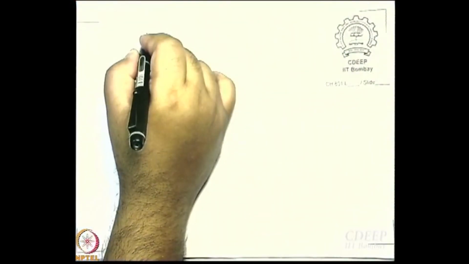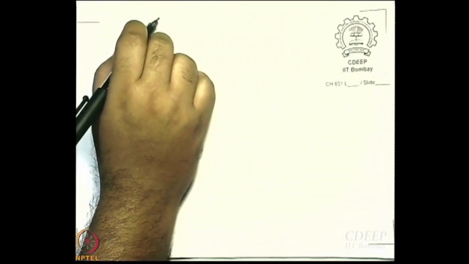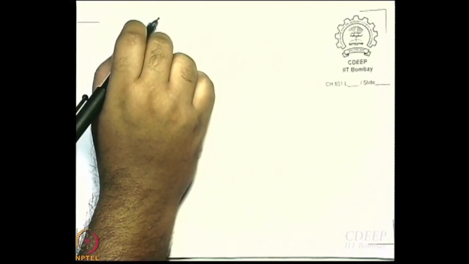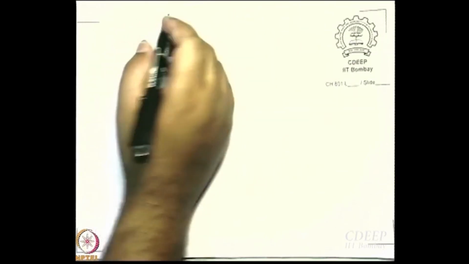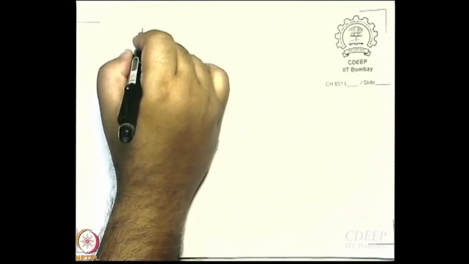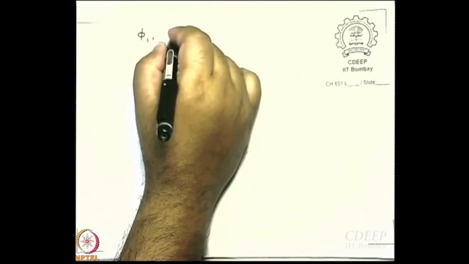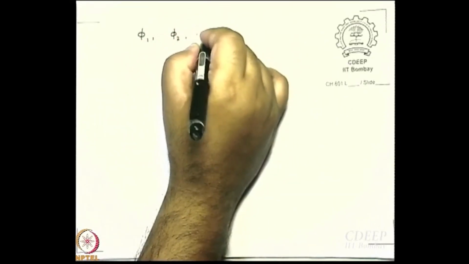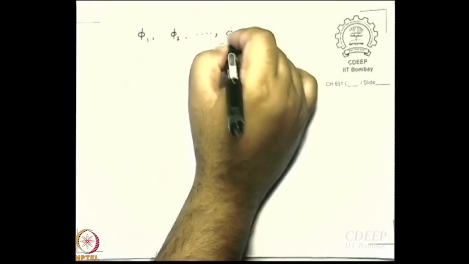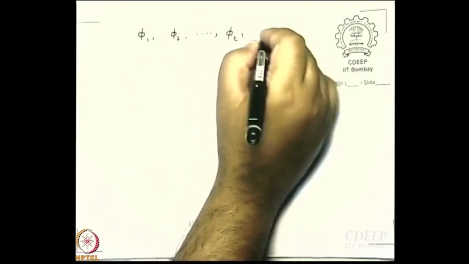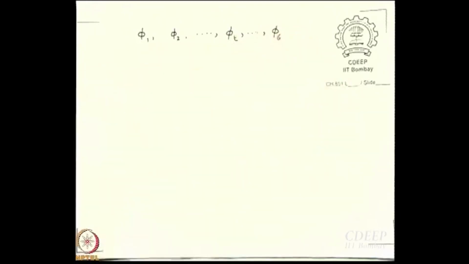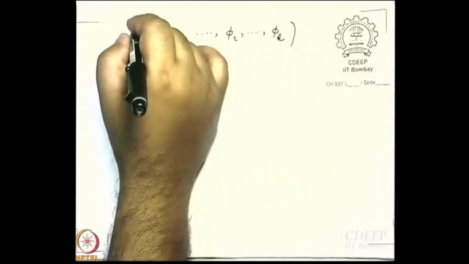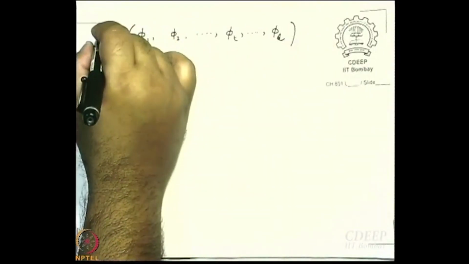Let us consider a set of functions which belong to an L dimensional irreducible representation. Let us say phi 1, phi 2, phi 3, let us put a general identifier phi t, etc., phi L. And we are saying that they jointly form the basis for some irreducible representation.